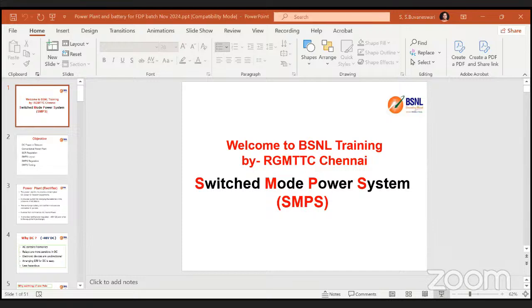Fine. Let me put up a small interactive session for all the participants. What type of power supply is available at your home, or which is provided by the distribution company? Can anybody at least unmute and kindly share? It may be of any state, Tamil Nadu or any other state. What type of power supply is it, and what are its specifications?